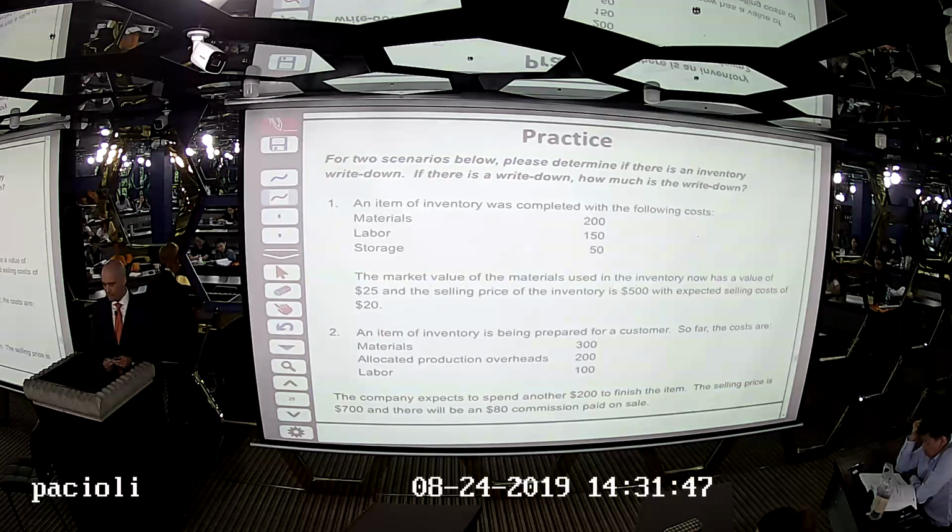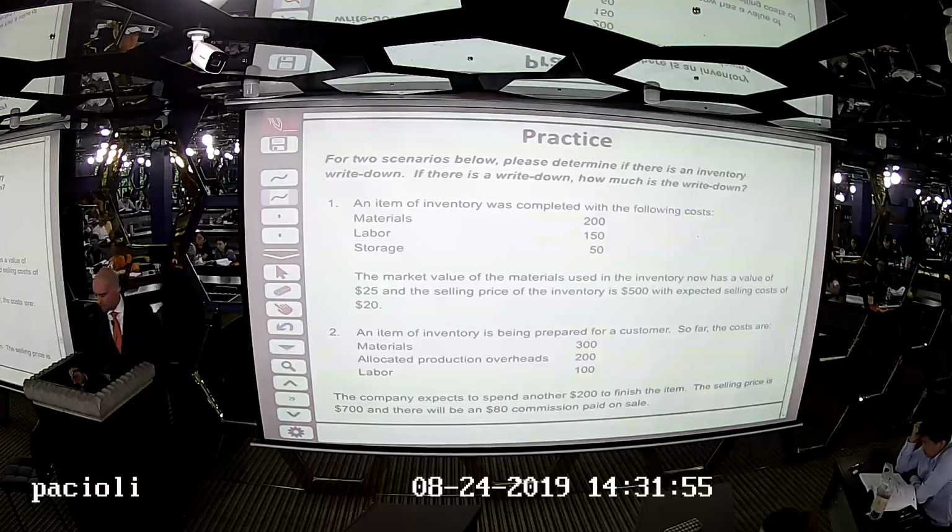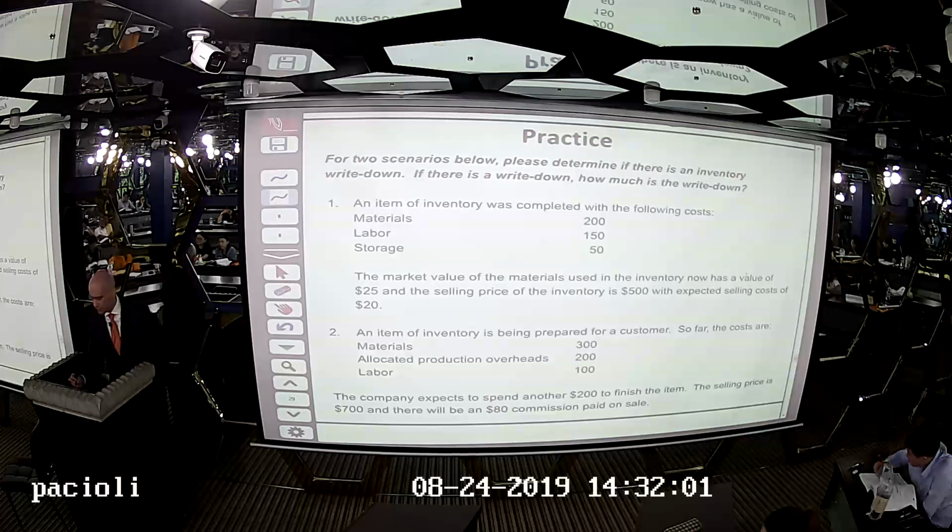So let's look at these two examples before we take a break. I'll do this with you. An item of inventory is completed with the following cost. Materials, 200, labor, 150, storage, 50. What is the inventory cost? What should we record for inventory?